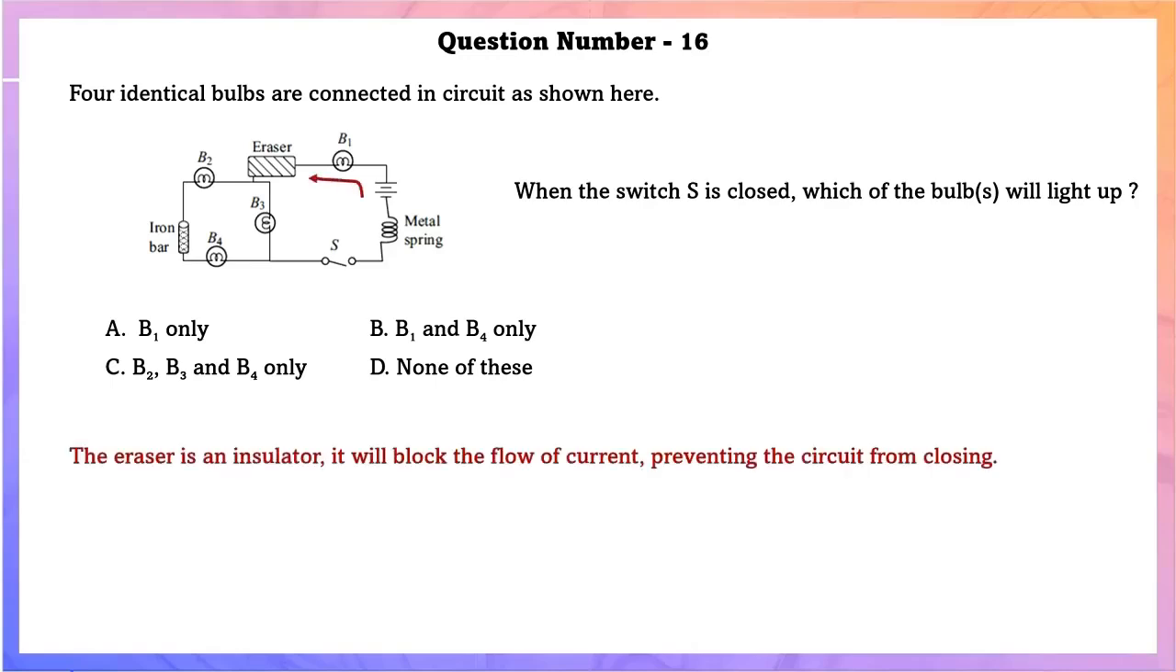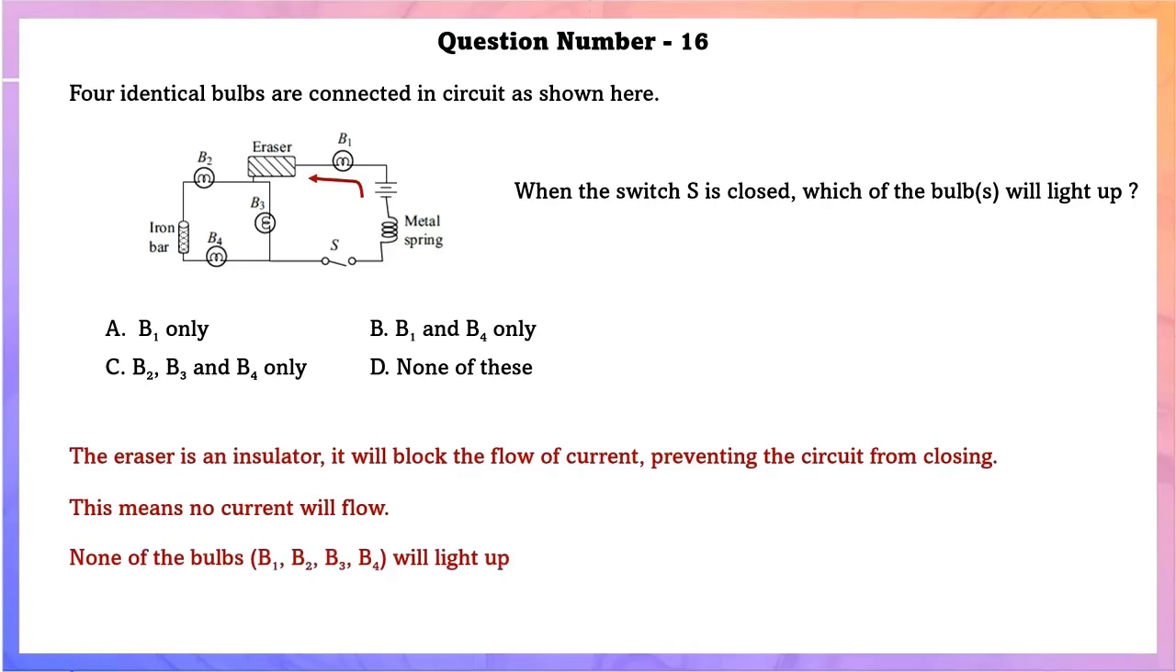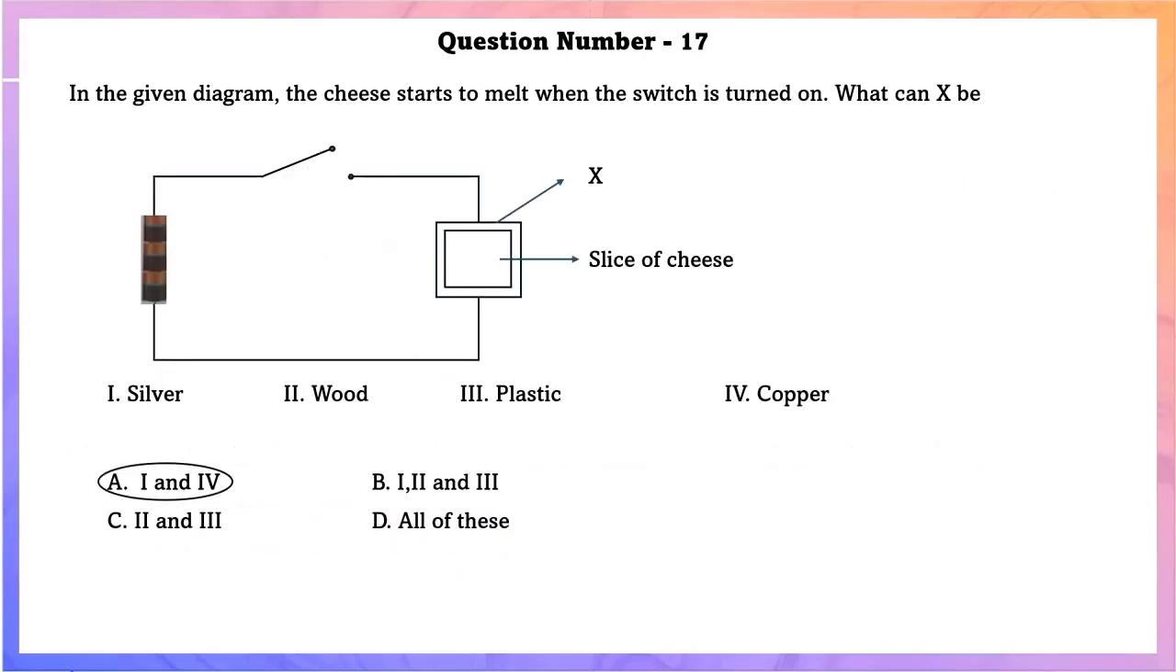The eraser is an insulator. It will block the flow of current, preventing the circuit from closing. This means no current will flow. None of the bulbs B1, B2, B3 and B4 will light up. Therefore, the correct option is none of these.